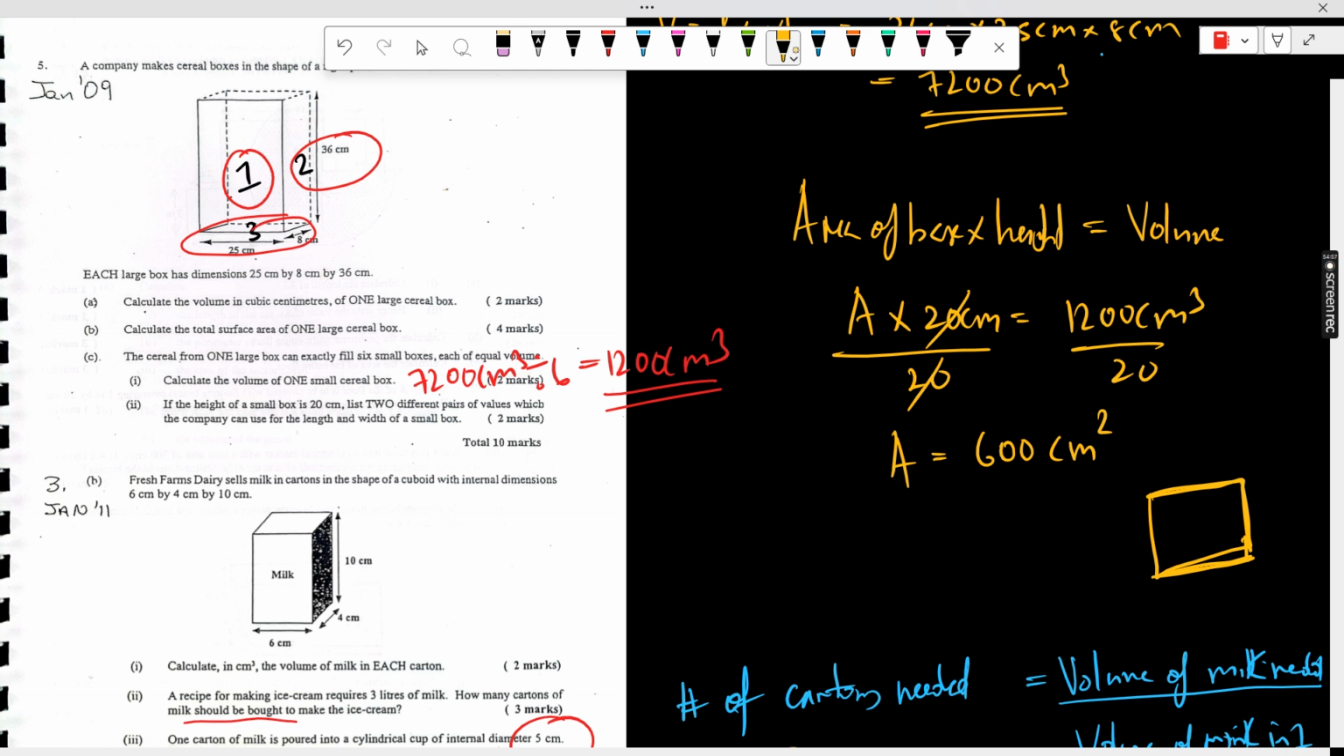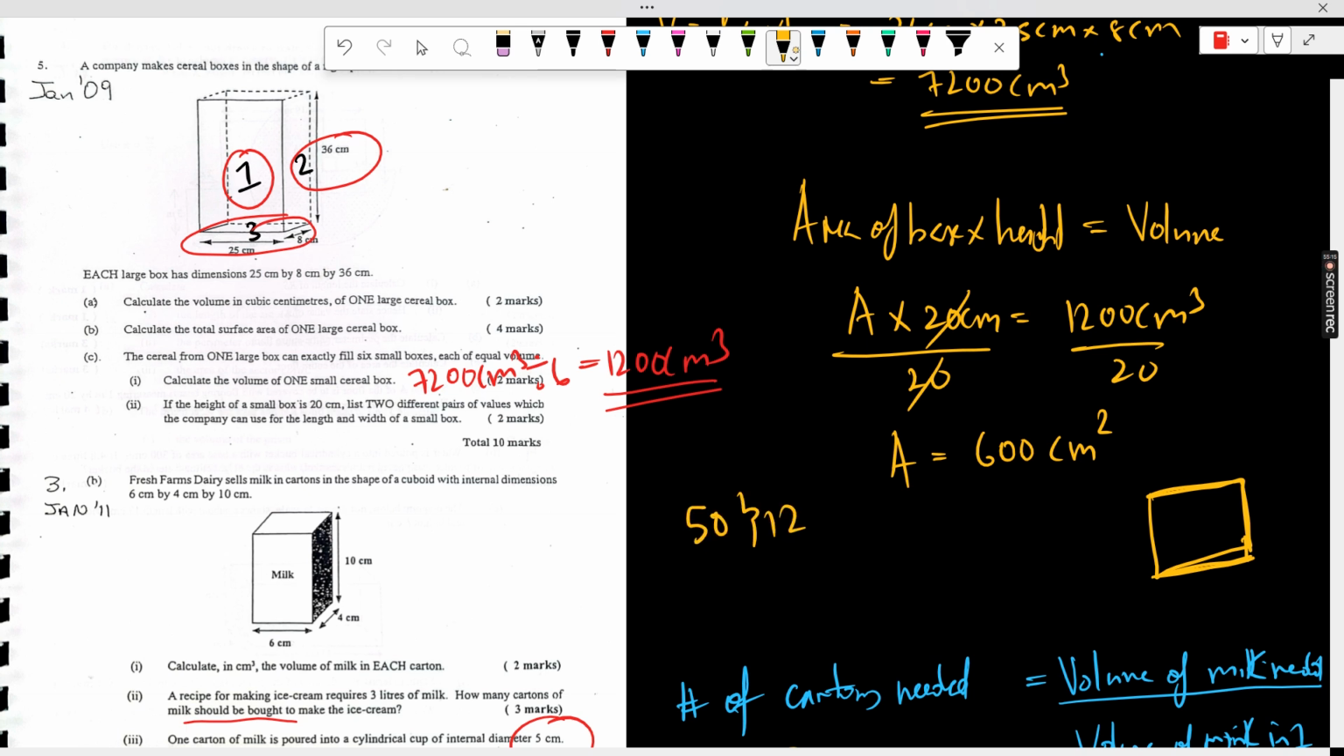So come, tell me two realistic numbers that can be used for the area of this base of the box that multiply to give 600. Quickly. I had 50 and 12, and 100 and six. So 50 and 12 could work. So I could say 50 and 12, yes.